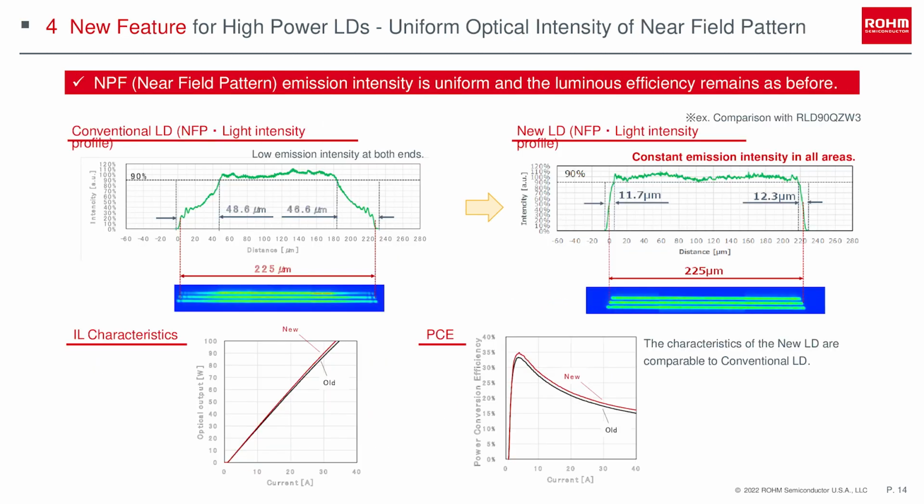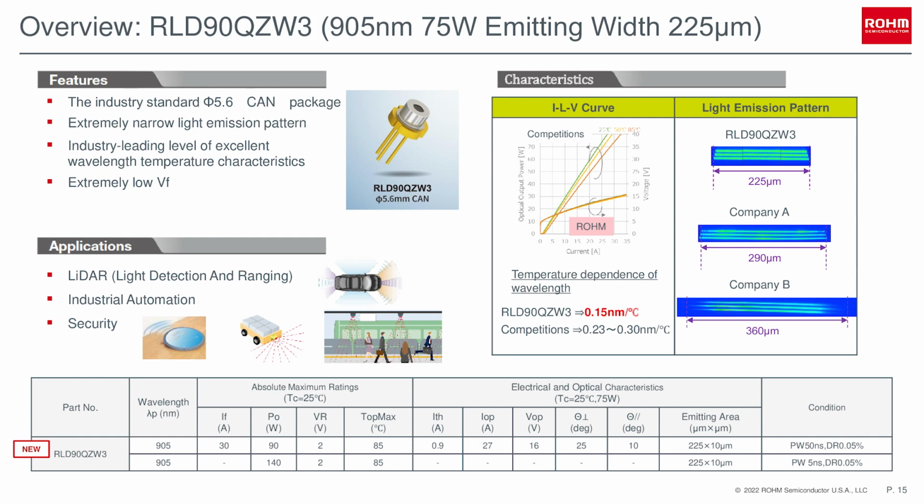Let's now discuss the fourth feature of ROHM technology, uniform light. The upper two graphs show the cross-sectional light intensity distribution of the luminescence. On the left is ROHM's conventional product, and on the right is the new RLD90QZW3. ROHM has achieved this improved uniformity of light due to the unique structure of the laser element. The graphs on the bottom show the IL characteristics and the power conversion efficiency. By improving the uniformity of the light emitted by the laser, ROHM has succeeded in further improving the power conversion efficiency.